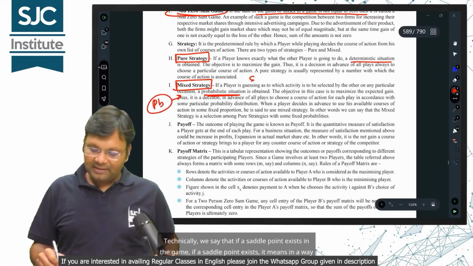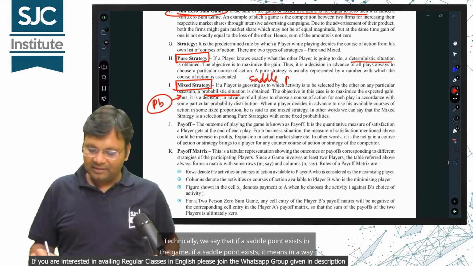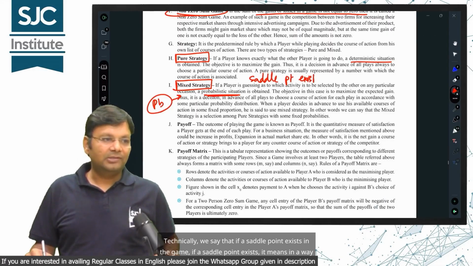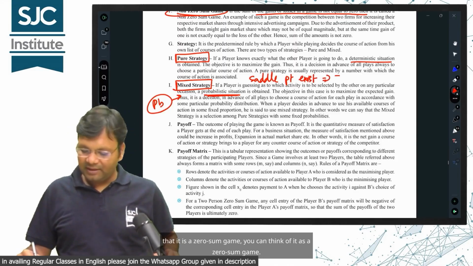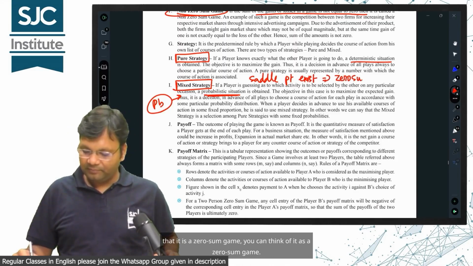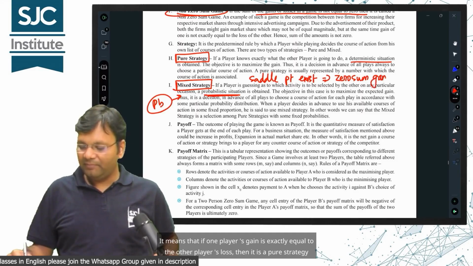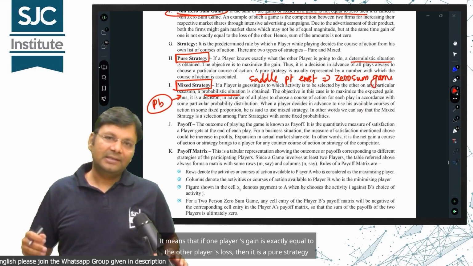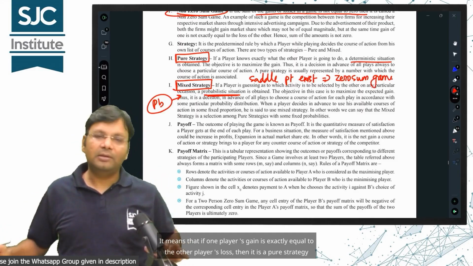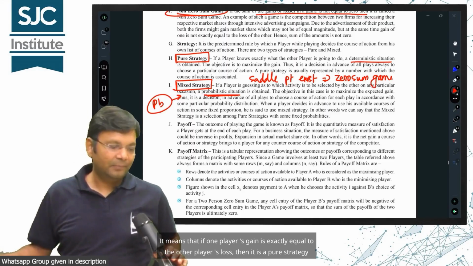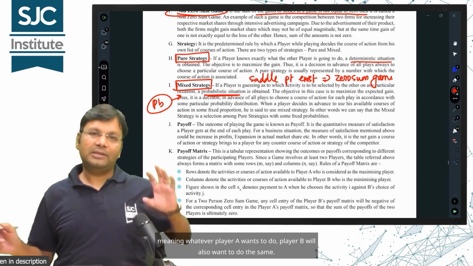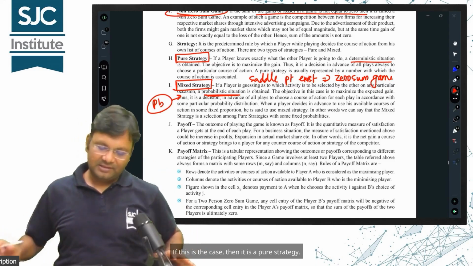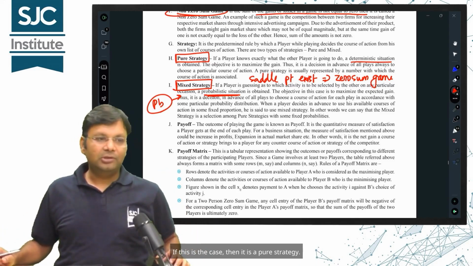Technically, we say that if a saddle point exists in the game, it means in a way that it is a zero-sum game. You can think of it as a zero-sum game. It means that if one player's gain is exactly equal to the other player's loss, then it is a pure strategy, meaning whatever player A wants to do, player B will also want to do the same. If this is the case, then it is a pure strategy.